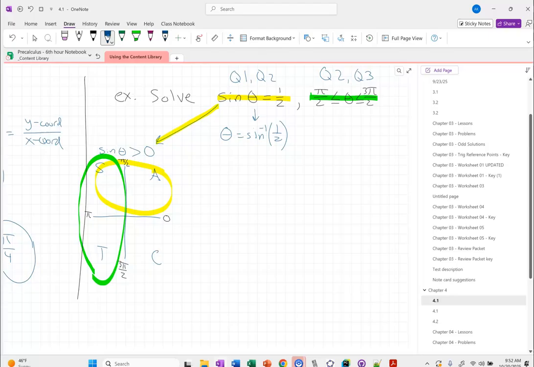So where is my answer for this? Have to lie. Which quadrant does it have to be in? 2. Because it's the only quadrant that satisfies the yellow part that I highlighted and the green part that I highlighted. Everybody feel good? Okay?